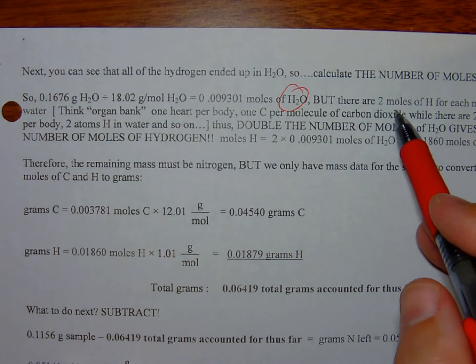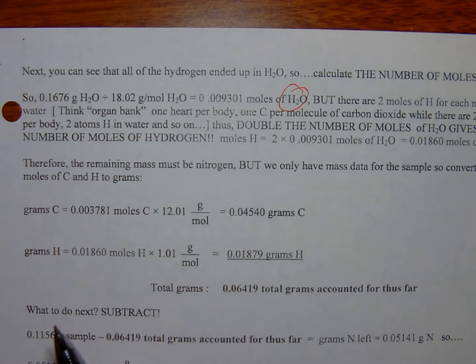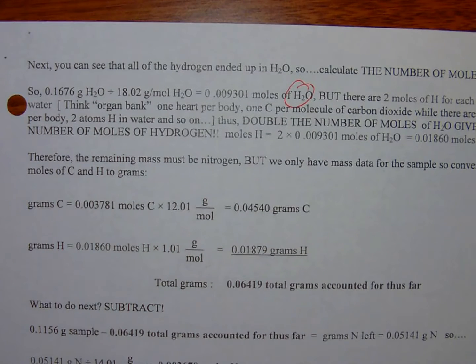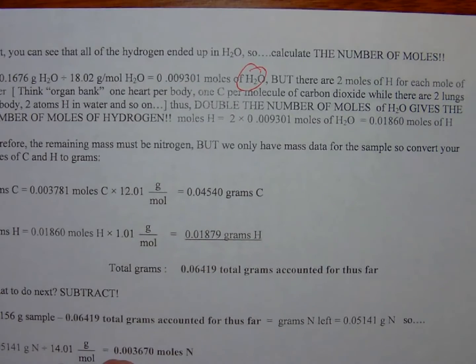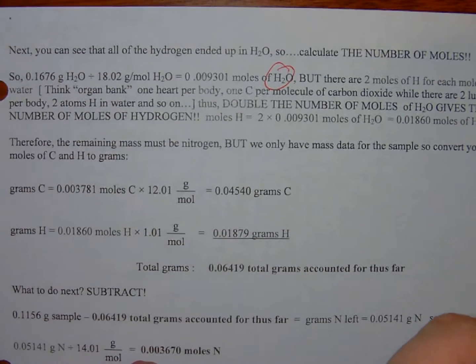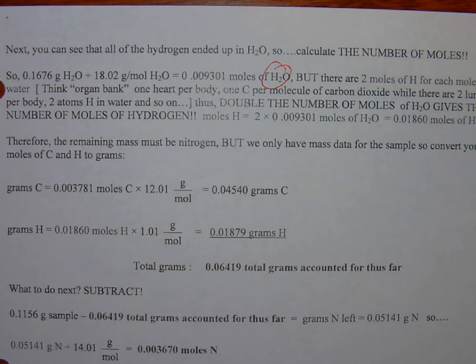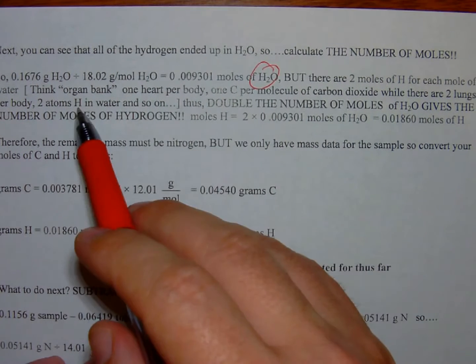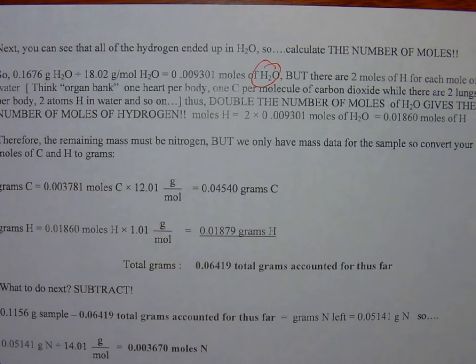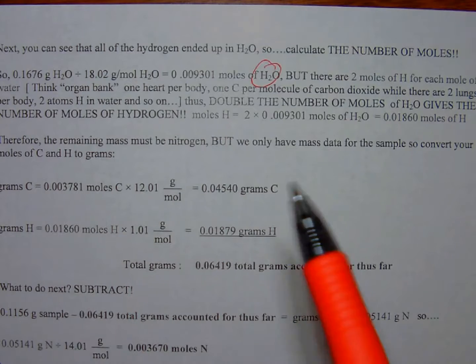But there are 2 moles of hydrogen for each mole of water. Again, for an example, think of an organ bank, right? You get one body into the organ bank, that means you get one heart, right? That's the same thing as having one carbon per molecule of carbon dioxide. Well, for every one body, you get 2 lungs, right? 2 lungs per body, in the same way, for every one molecule of water, you get 2 atoms of hydrogen, and so on and so on.